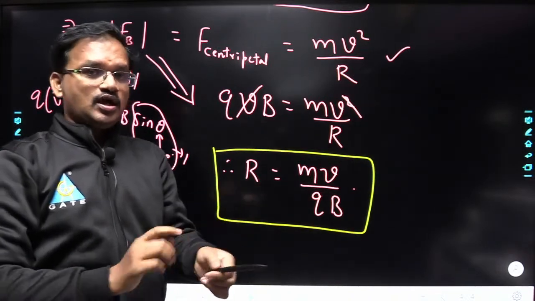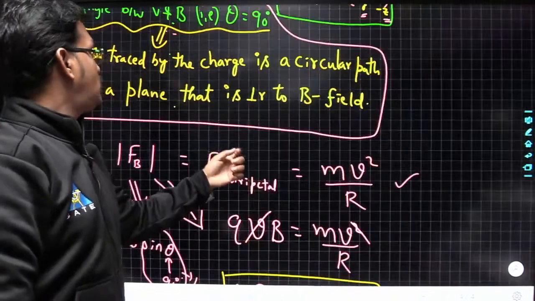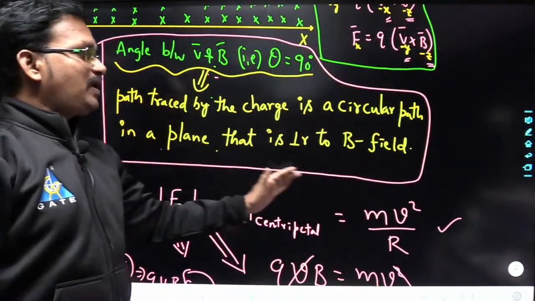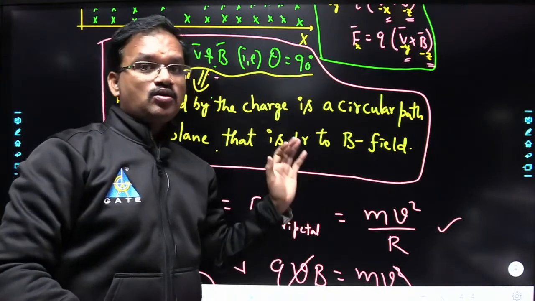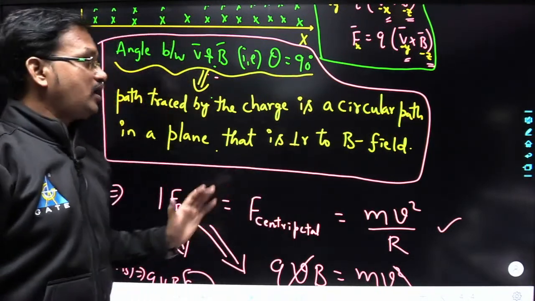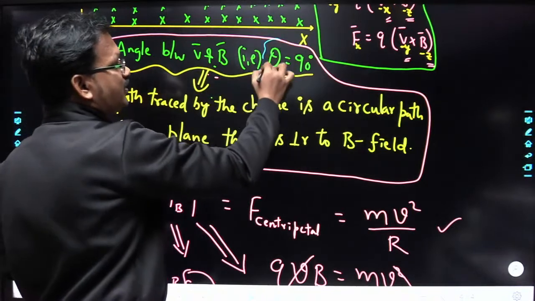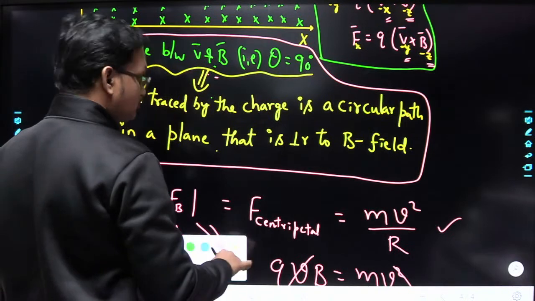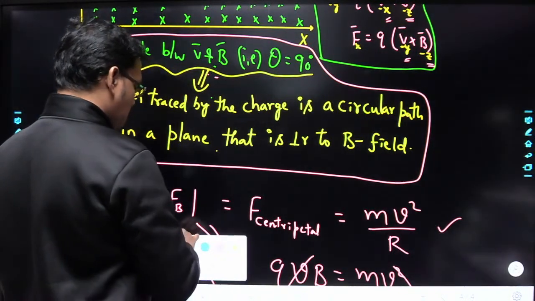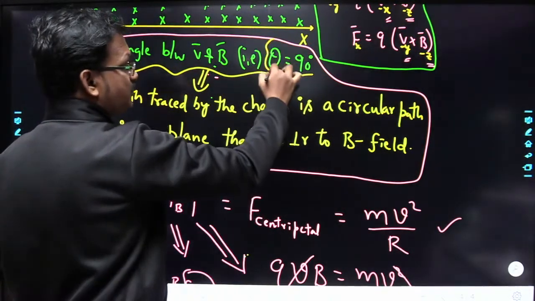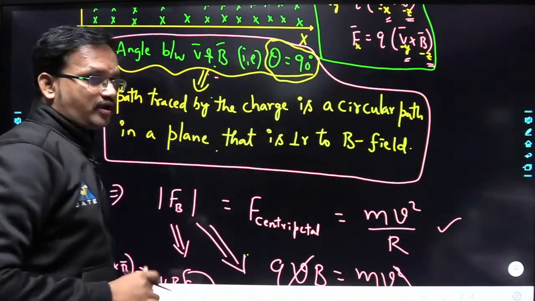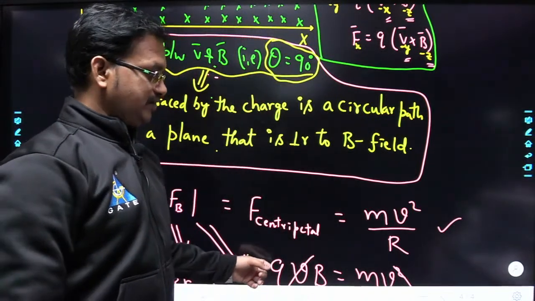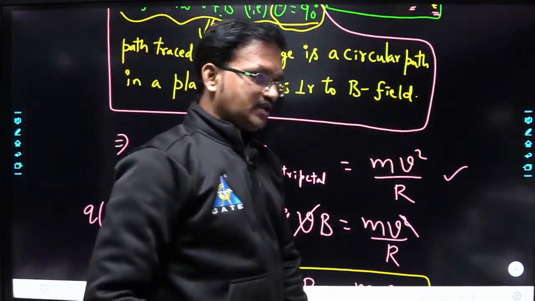Understood? Okay, so that's what I have told here. The path traced by the charge is a circular path in a plane that is perpendicular to the B field. Understood? Okay, so when theta is equal to 90 degrees, it is not going to trace a spherical path, Parasmoon. It is going to trace a circular path when theta is equal to 90 degrees. Right? Is it clear, Parasmoon?